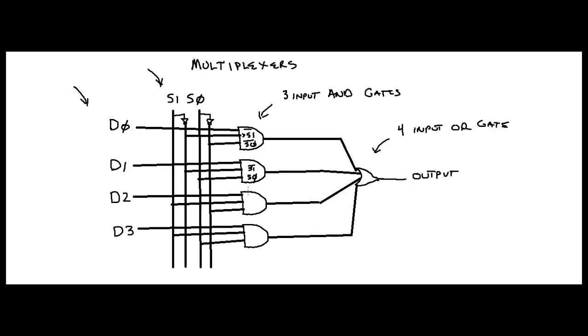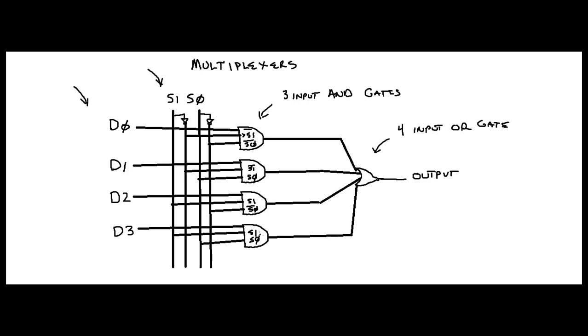D2, it's the same kind of thing. What do we have here? We have S1 and S0 bar. There's your bar. And finally, we have what? S1 and S0, don't we? There you go. S1 and S0.